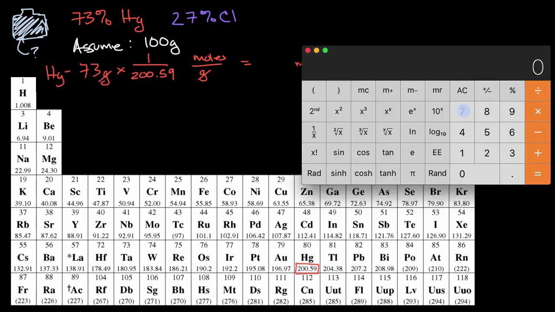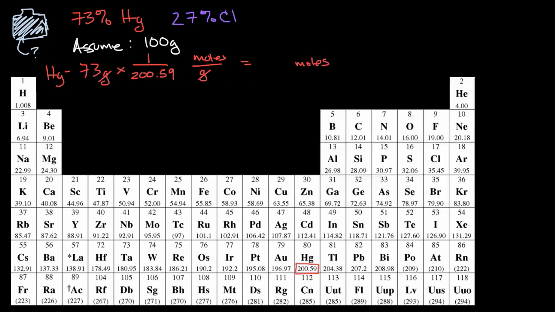So I'll take 73, and we're just going to divide it by 200.59. Divided by 200.59 is going to be equal to 0.36. And I'll just say 0.36 because this is going to be a little bit of an estimation game. And significant digits, I only have 2 significant digits on the original mass of mercury. So 0.36 moles, roughly.